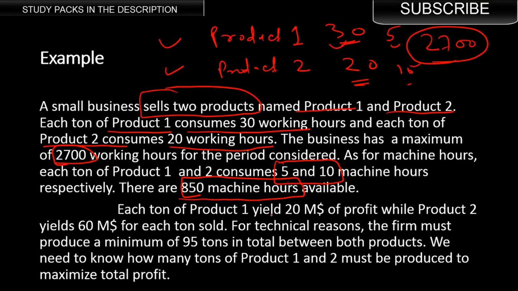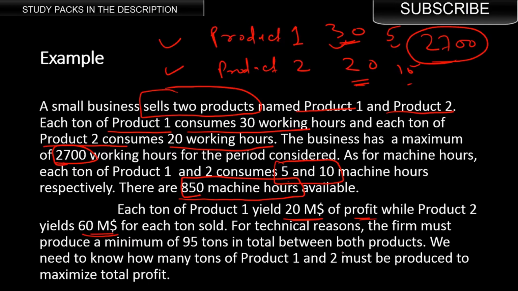Each ton of product 1 yields $20 million of profit, while product 2 yields $60 million of profit for each ton. So for each ton we have the profit in place, so I guess the problem is already clear now. So we are trying to maximize profit here, right? That's the problem we have with us.